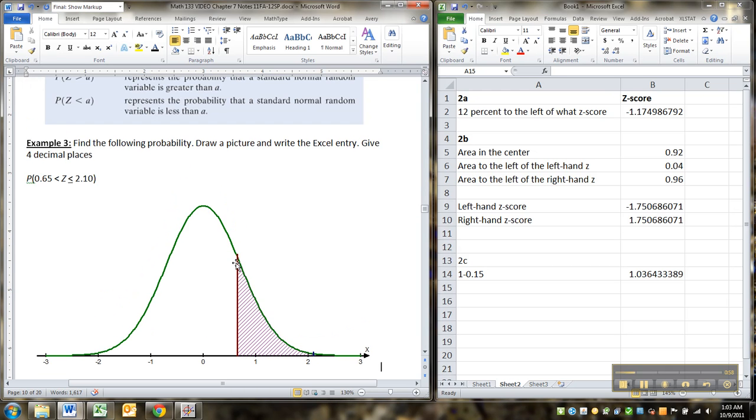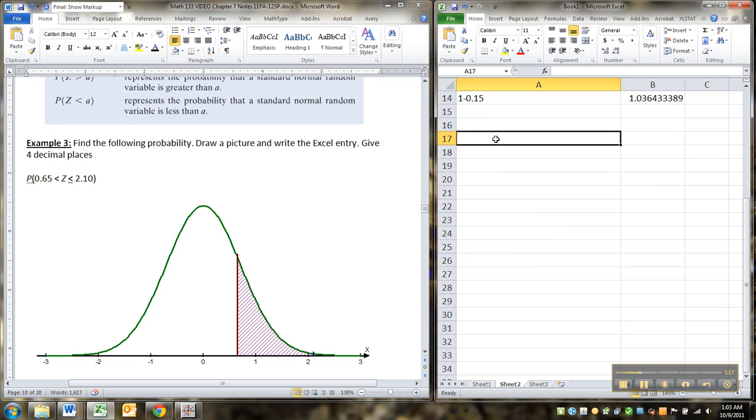So I've already drawn the picture here. The picture here is 0.65, which is this bar right here, all the way up to 2.1. I don't know if you can see it. It's really small, but it's right there, just past the 2. And I've shaded in between. Now what I want to do is find the area of what I've shaded here. So let me scroll down so we can see this.